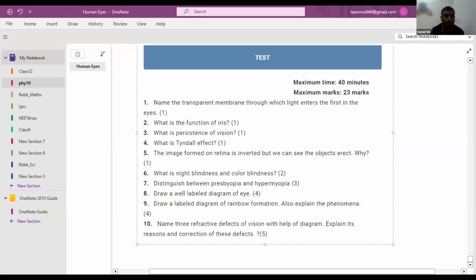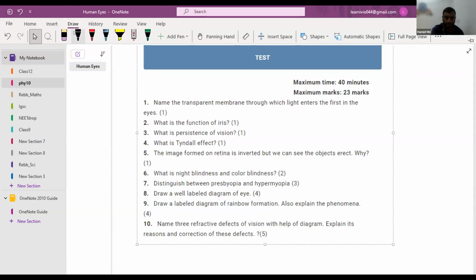Question number 2, Gabita. Iris is a dark muscular diaphragm that controls the size of the pupil. I'm asking the function of the iris. Are you answering the iris? Yes, sir. Sir, I thought.